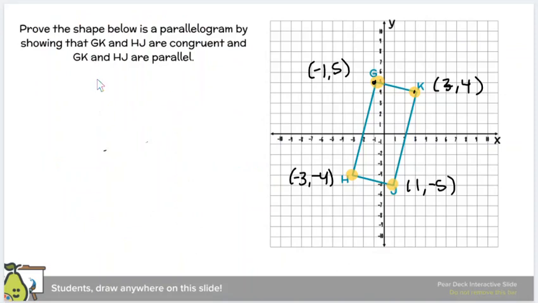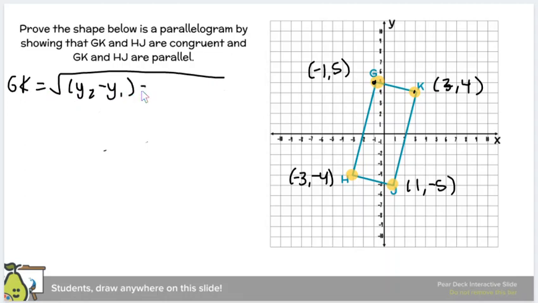Here we need to prove that the shape is a parallelogram by showing that GK and HJ are congruent and that they are parallel. So in order to show that GK is congruent to HJ, we need to find the distance of each of these. Since it's on a coordinate plane, we're going to have to use the distance formula. So to find GK, we'll use the distance formula, which is y2 minus y1 squared plus x2 minus x1 squared. I've already labeled the points x, y that are in our shape.